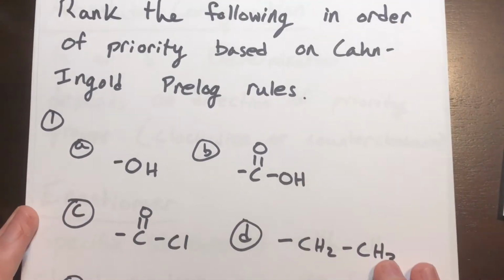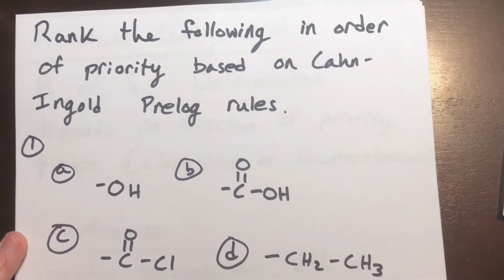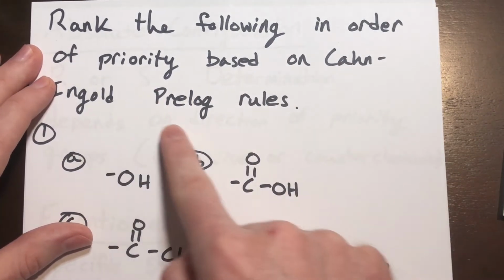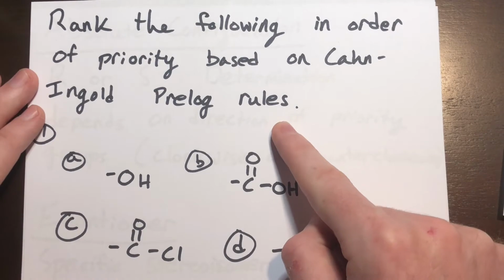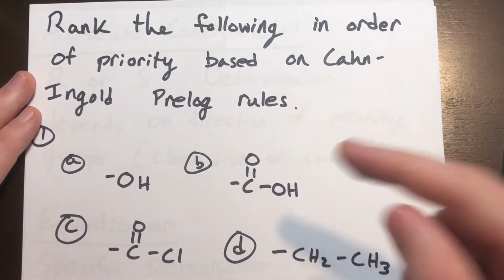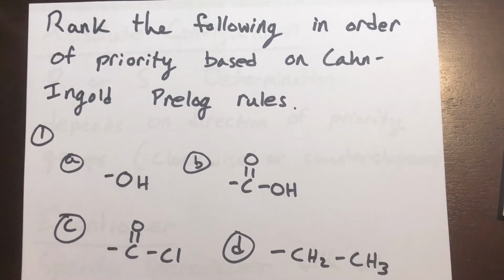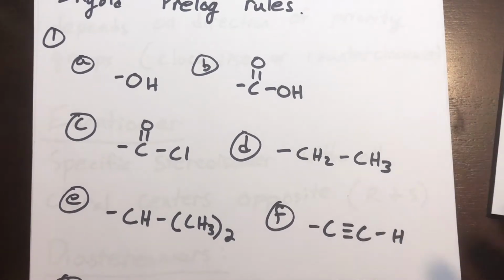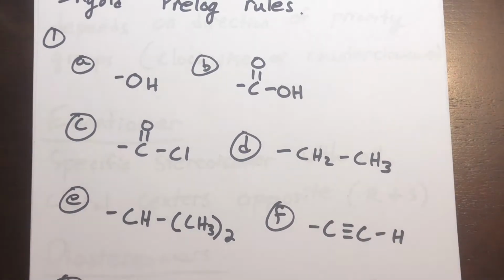So here we're talking about the Cahn-Ingold-Prelog rules. We need to rank the following in order of priority based on the Cahn-Ingold-Prelog rules. Again, the heavier atom will have the highest priority. I have a list of six molecules here, and we are asked to identify which of these six is the highest priority, and so on.